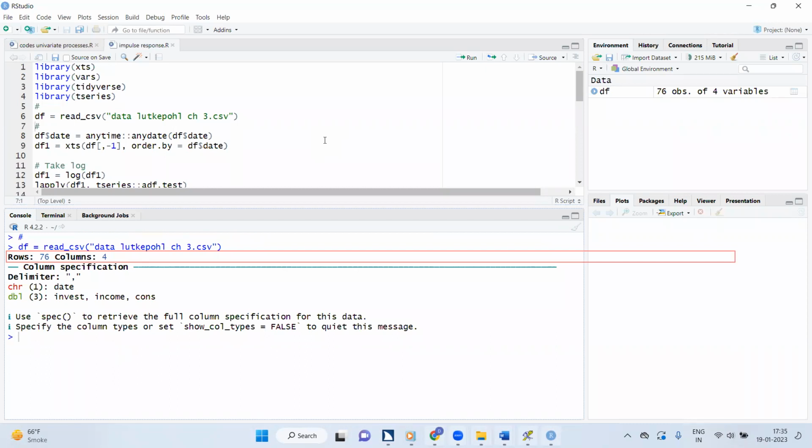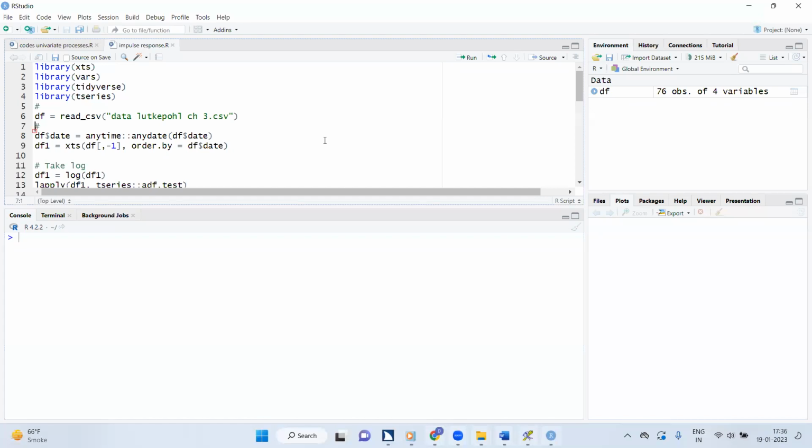It gives me immediately what I have: 4 variables and 76 rows. And see, date is in character. It means I need to convert date into proper dates. One more thing: you need one more package today. This is called anytime, anydate. Sometimes what happens, let me show you the data. Why do I need this package? So look at the head of df.